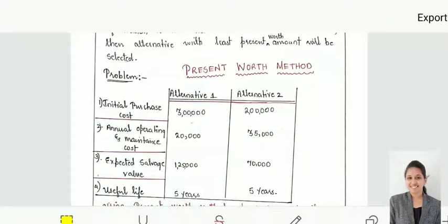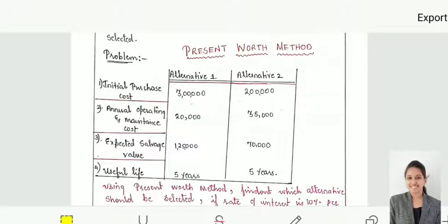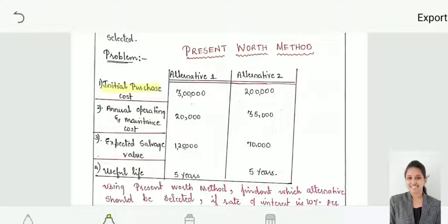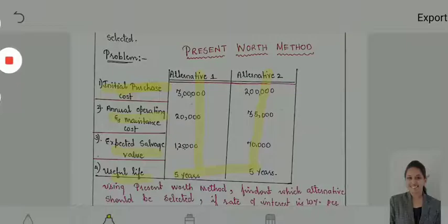Now we'll see the numerical problem regarding the same. Here we have a numerical problem wherein the initial purchase cost is given to you. Two alternatives are given to us, and also the investment cost, annual operation cost, expected salvage value, and the useful life are given. Considering these, we have to decide on the best alternative. So the problem goes like this.